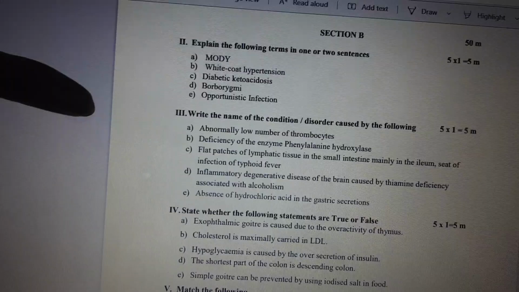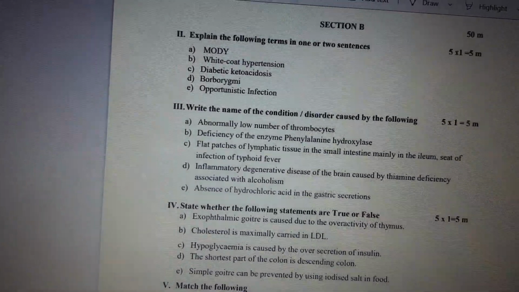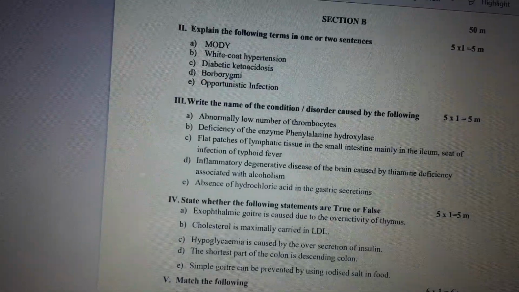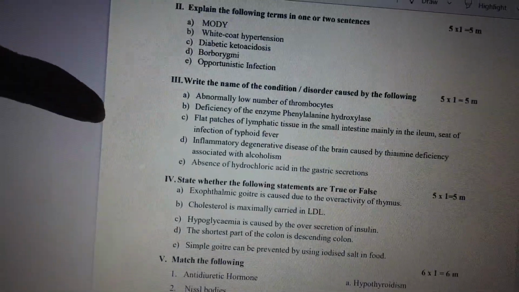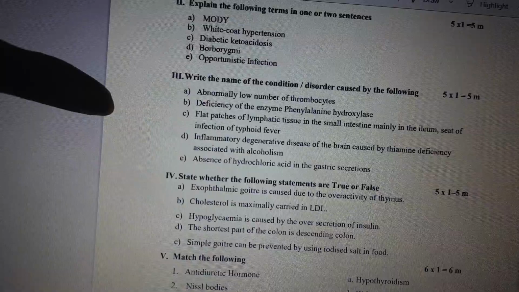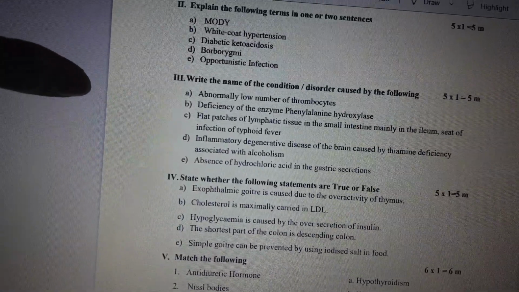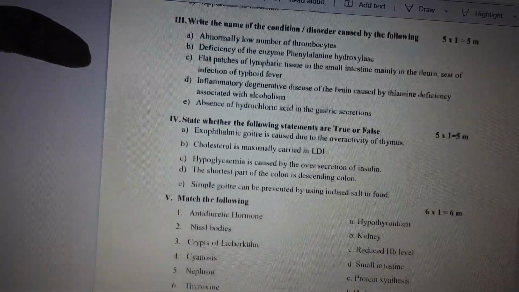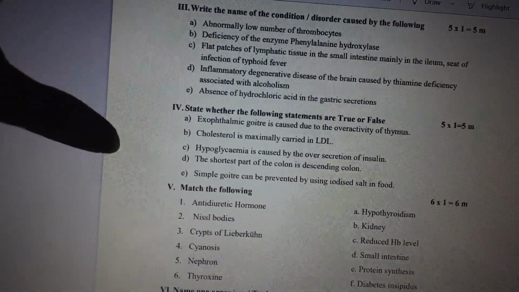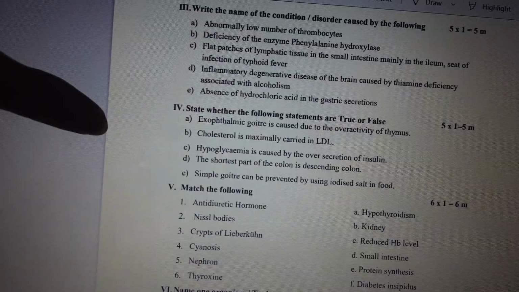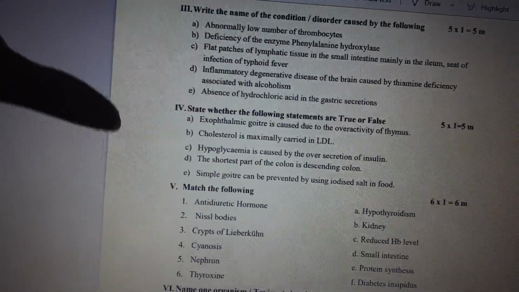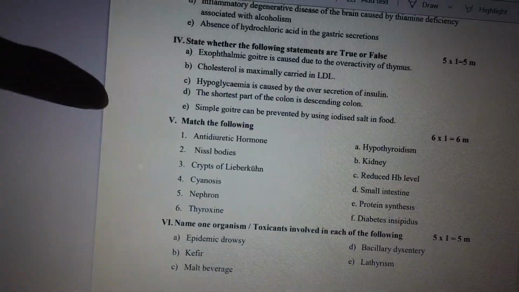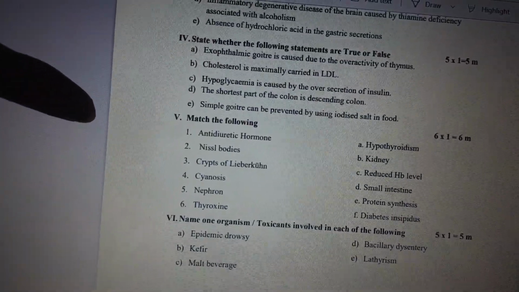Now the third question is write the name of the condition or disorder caused by the following. This question also has five questions, each of 1 mark. Total 5 marks. The next question is true or false. These are also 5 and each one is of 1 mark, so total 5 marks. Fifth question is match the following. These are 6 and 1 mark for each.